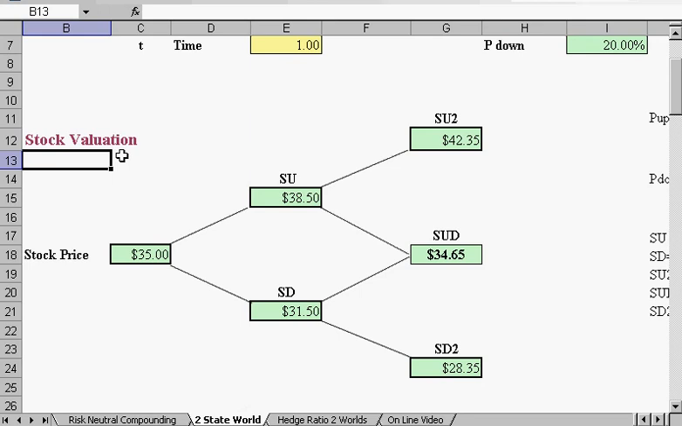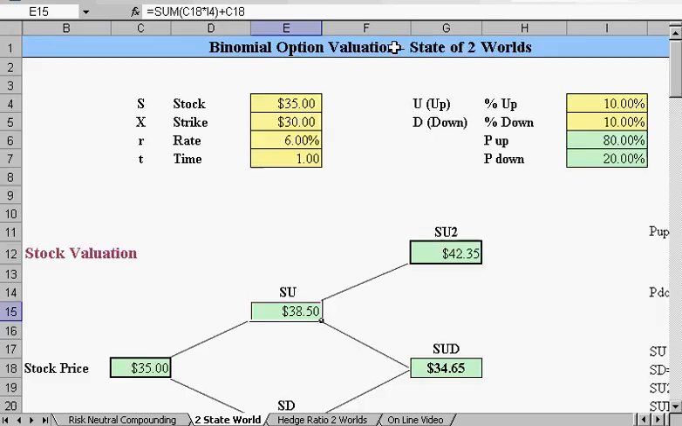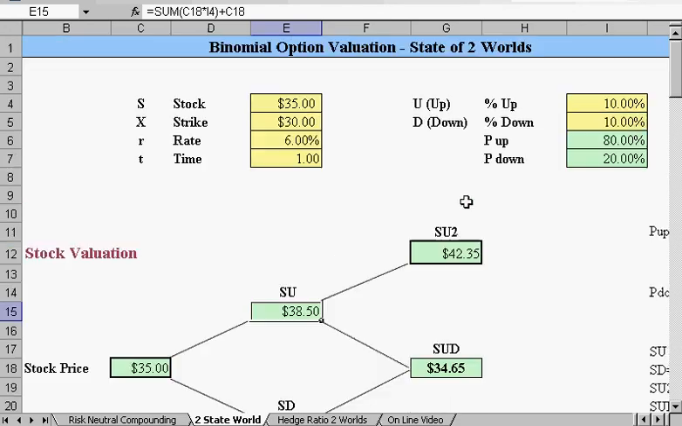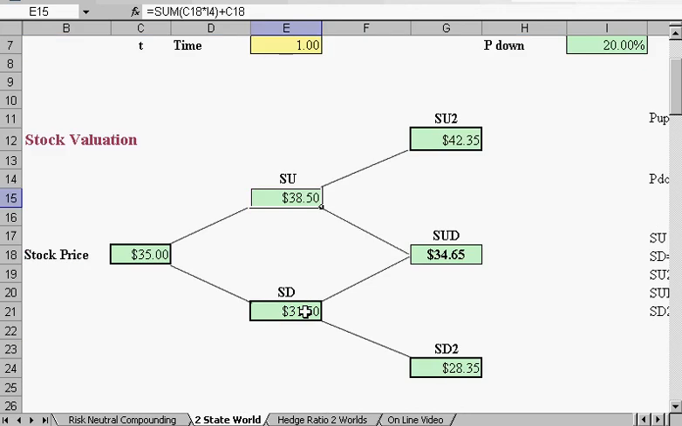Here are our stock prices. We start out with $35 and we're going to work up and out. We add 10%, we subtract 10%. So we're going to use, in this case, the I4. So we add 10%, we subtract 10%. SU2 takes SU, adds 10%. SD2 takes SD, subtracts 10%. This is the combination of the two.